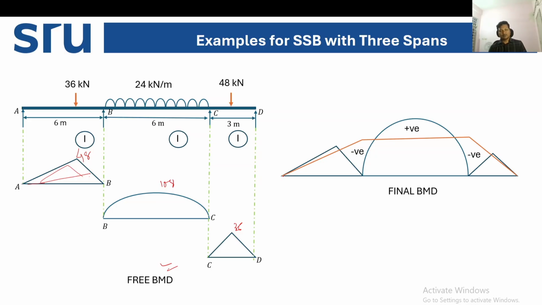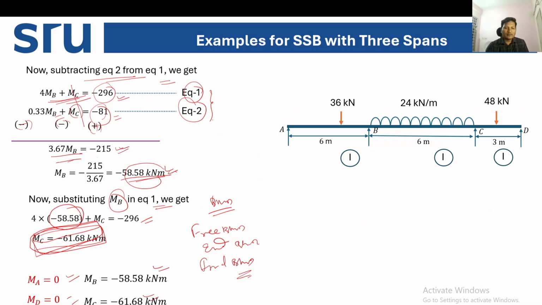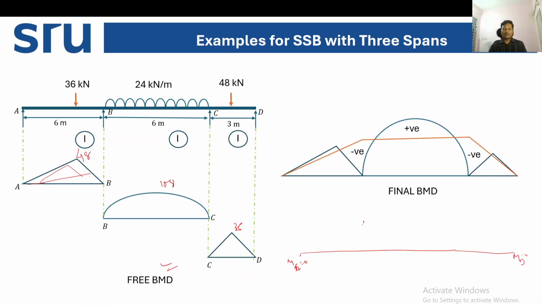Here, first you draw the free moment diagram with the triangle, then parabolic, then triangle. Then the end moment we have calculated. I'm drawing it again. The end moment here, MA is 0 and MD is 0. So what is the MB? How much have we calculated? MB we have calculated minus 58.58. So we can draw it on the upside and write that it is negative.